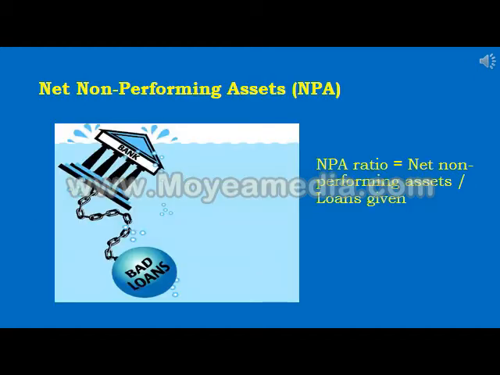Most of us know that a non-performing asset is an unrecoverable or overdue loan of the bank. Recently our Chief Economic Advisor Mr. Arvind Subramanian expressed his concern about the NPAs of the banks, as the NPA issue is India's number 1 macroeconomic challenge. Even the former RBI Governor Mr. Raghuram Rajan expressed the same concern. And this is how the NPA is calculated. NPA ratio equals net non-performing assets divided by loans given.